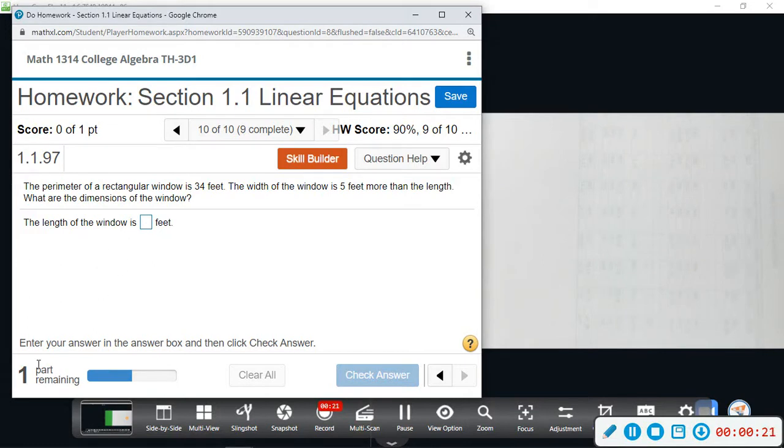This one says the perimeter of a rectangular window is 34 feet. The width of the window is 5 feet more than the length. What are the dimensions of the window?